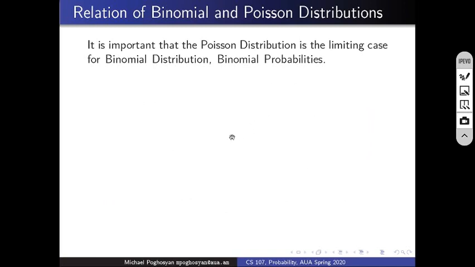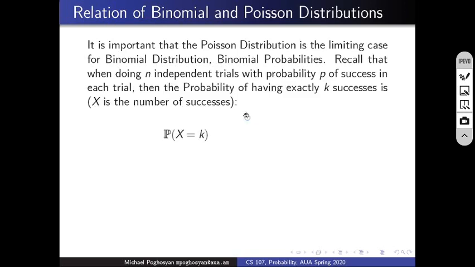Important relation between binomial and Poisson distribution. It is important that Poisson distribution is the limiting case or approximation of binomial distribution, of binomial probabilities. Let's talk about that and solve some problem about that approximation.